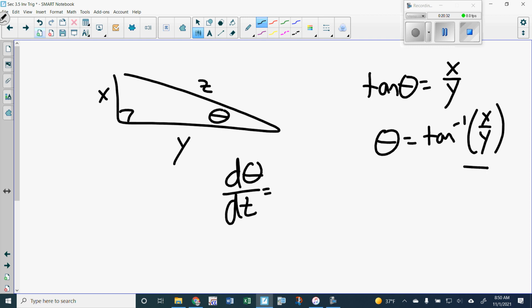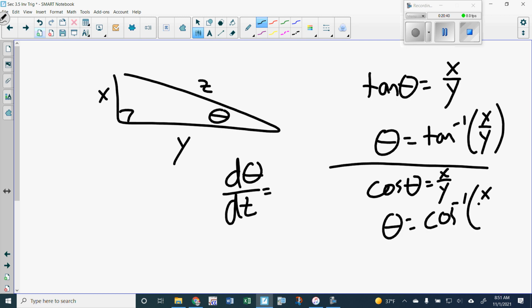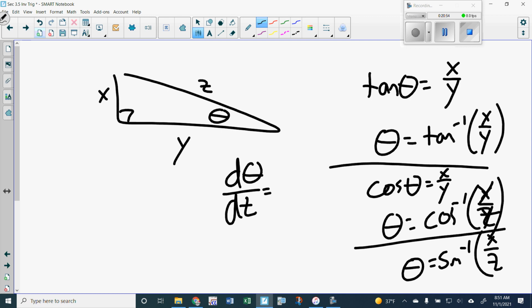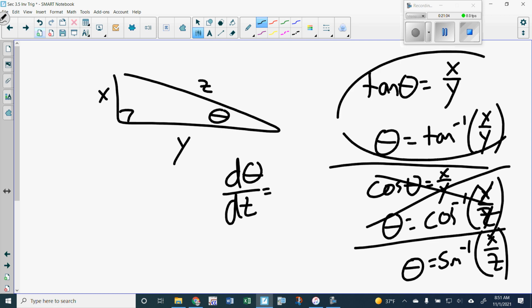You could do this problem by doing cosine and do it that way. Cosine wouldn't be x over y, it would be y over z. Or I could do it by doing inverse sine, which would be x over z, right? So you could do it by any one of them. We're never going to pick cosine. We're always going to use sine or tangent. And most of the time, I'll probably even pick tangent if I have a choice, because tangent doesn't have the square root in it, which just makes things a little bit easier.